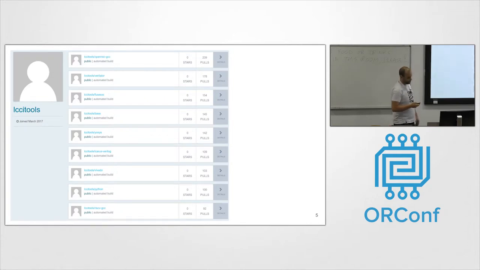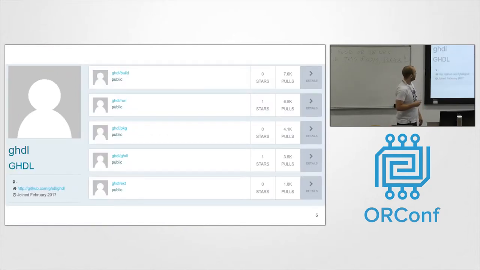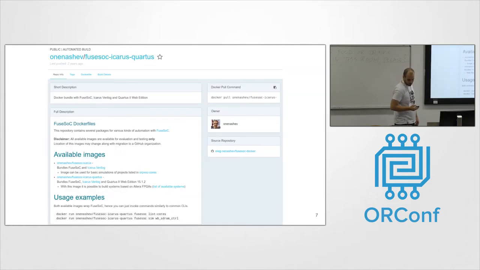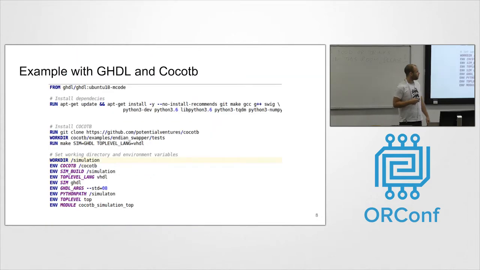GHDL is very strong on Docker Hub. And there are also images that have Quartus inside. So that's pretty interesting. You can just download that and you have Quartus, FuseSoC, Icarus. So in reality, you kind of still need to build your own stuff because you want to add something. Maybe this thing is a little bit outdated, right? So let's go for a simple example.